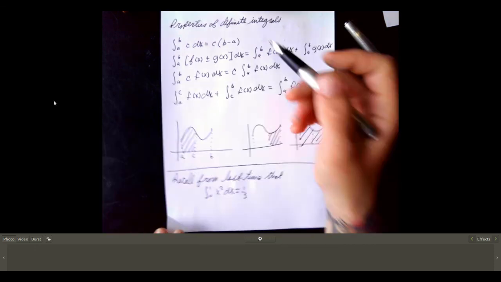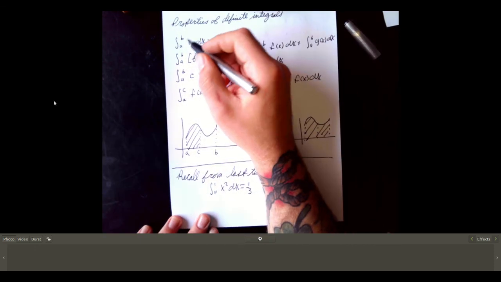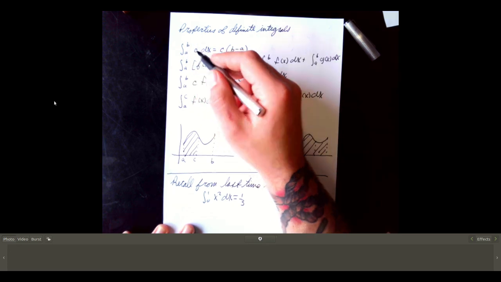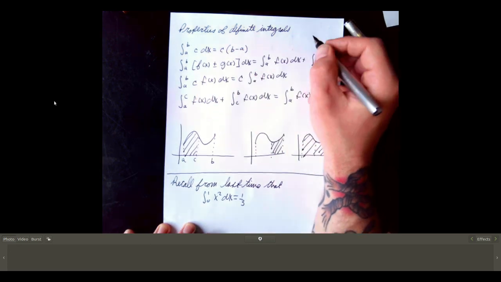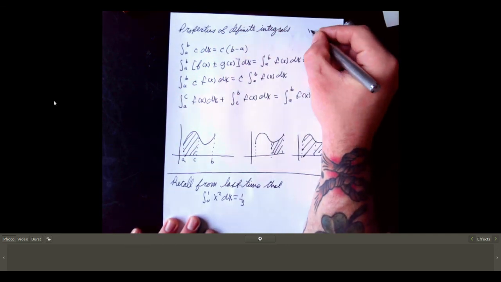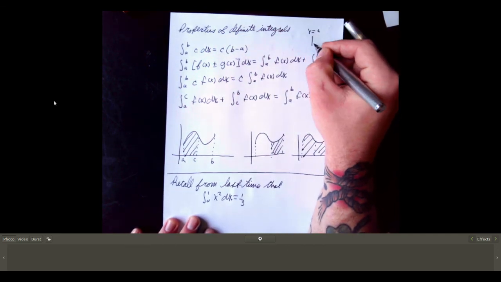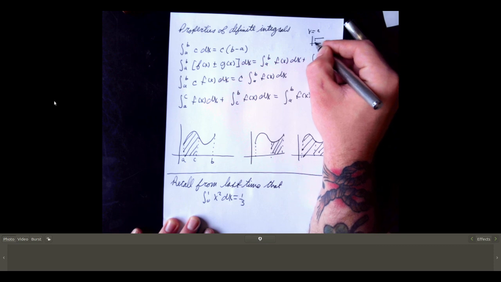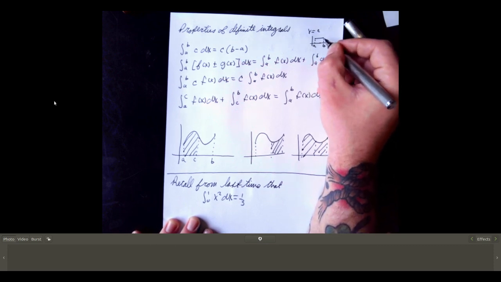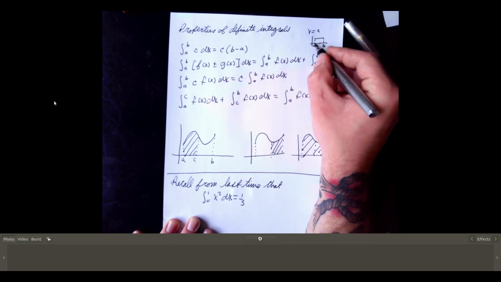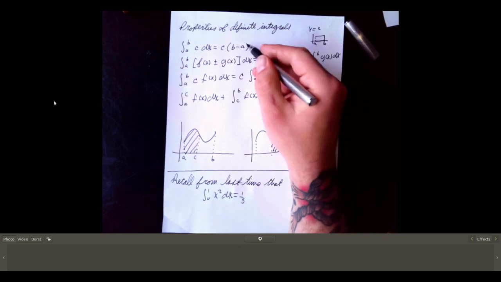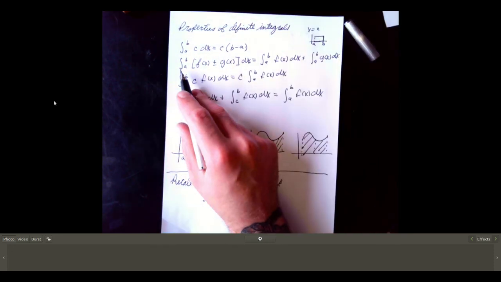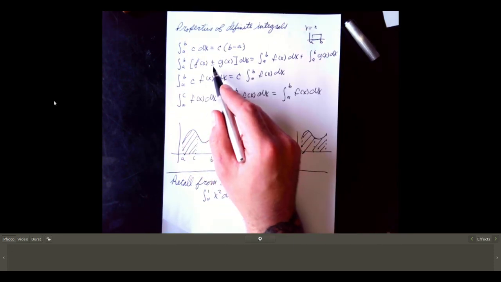So now we've got some properties of definite integrals. If we took the integral from a to b of just some constant c, that's equal to c times (b minus a). Because remember, if we have some equation y is equal to c, that's just a horizontal line. And so the area underneath this horizontal line, well, that's this line segment times that line segment, or just the area of a rectangle.